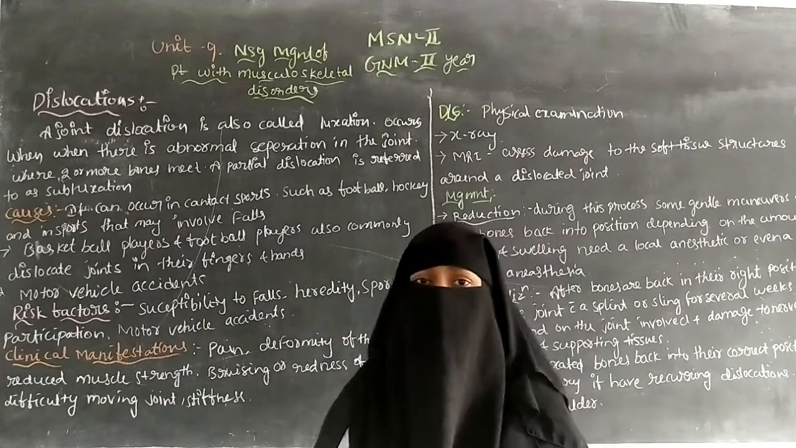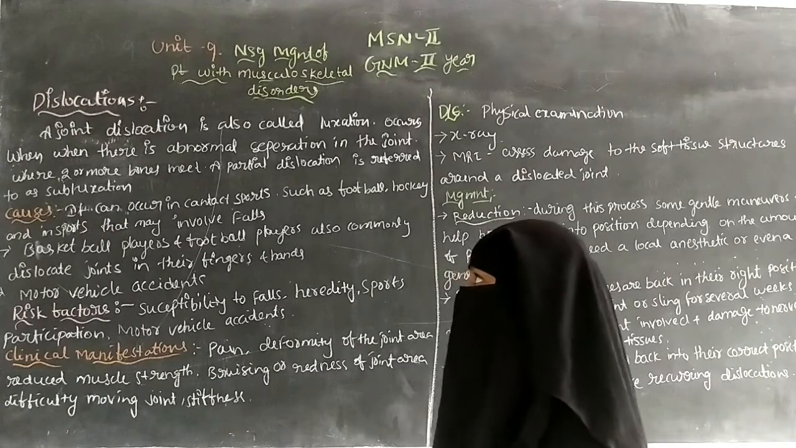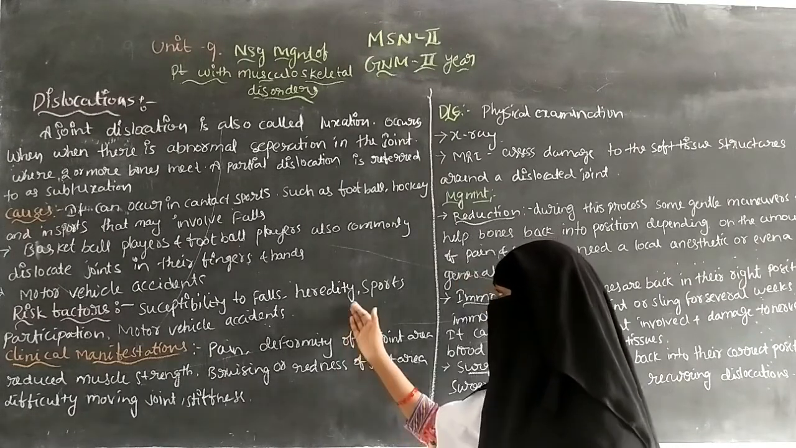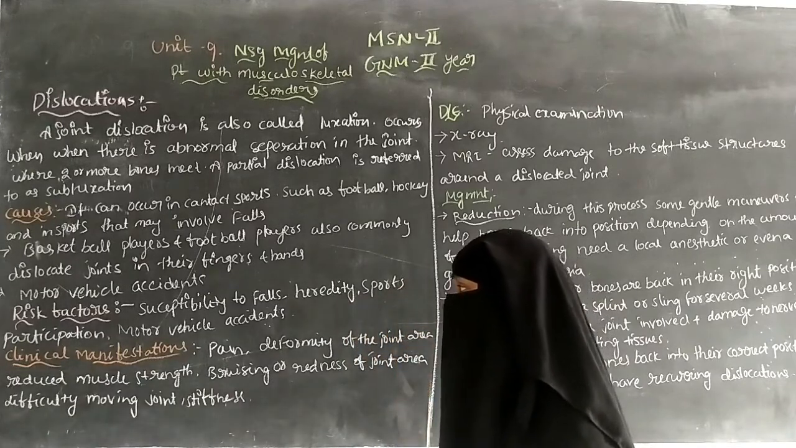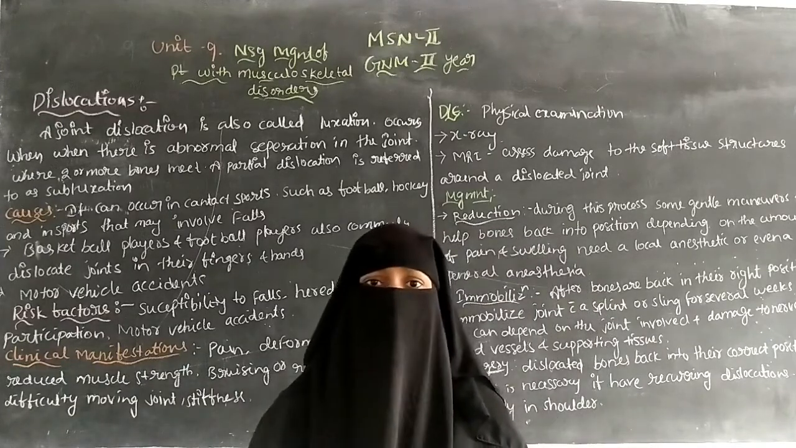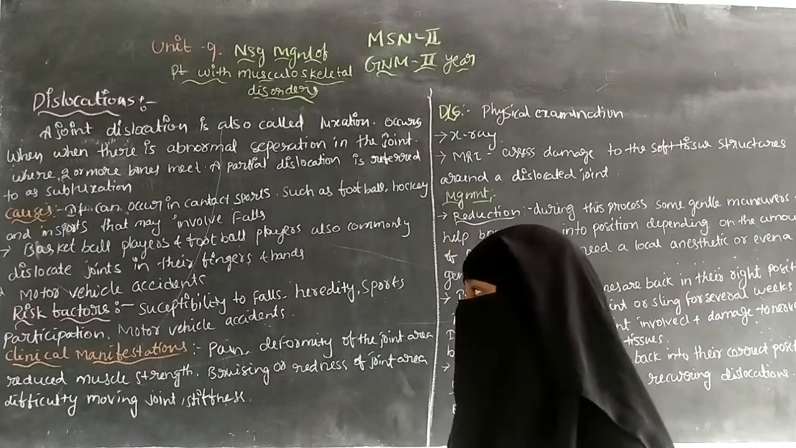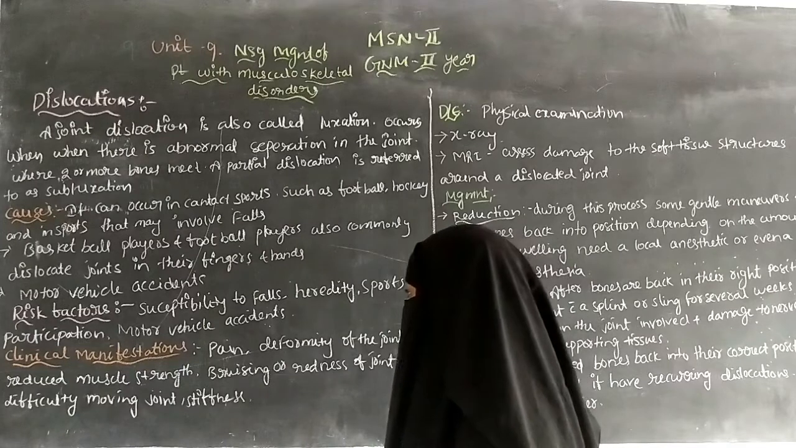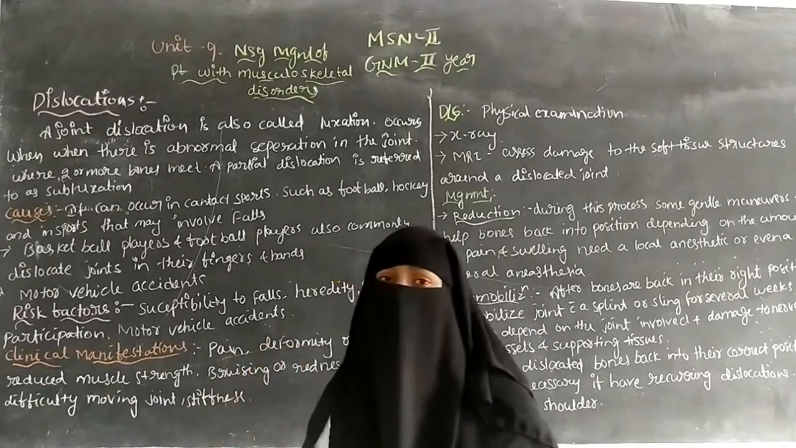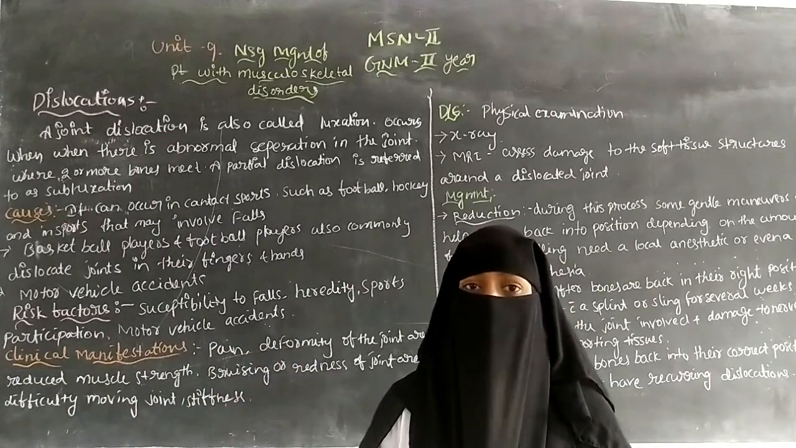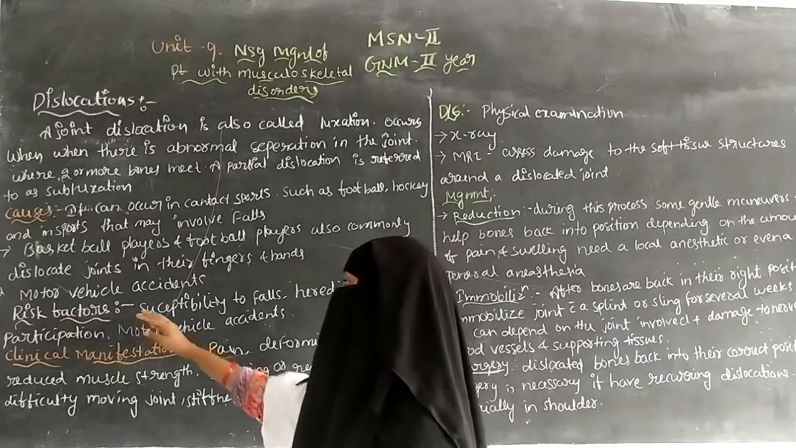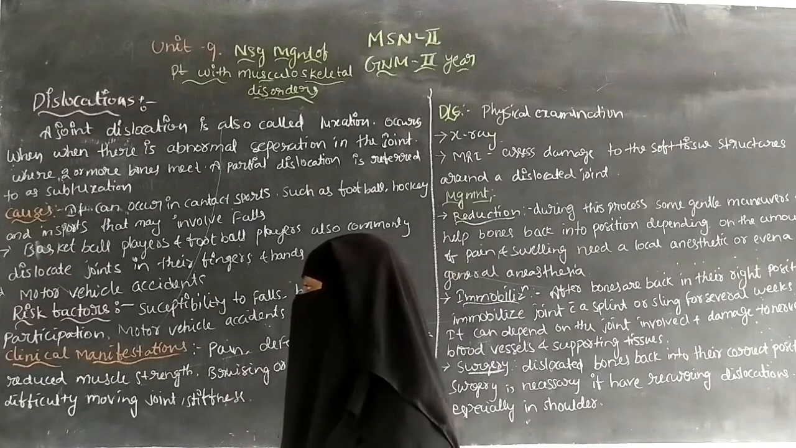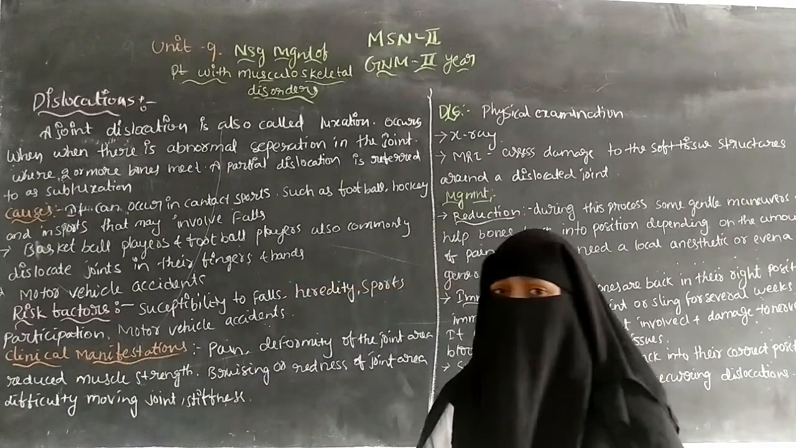If a family member has had a dislocation, hereditary factors are also one of the causes of dislocation. Next is sports participation, which is also a risk factor for dislocation. And motor vehicle accidents: because of an accident, dislocation of the joint can occur. So risk factors include susceptibility to falls, heredity, sports participation, and motor vehicle accidents.